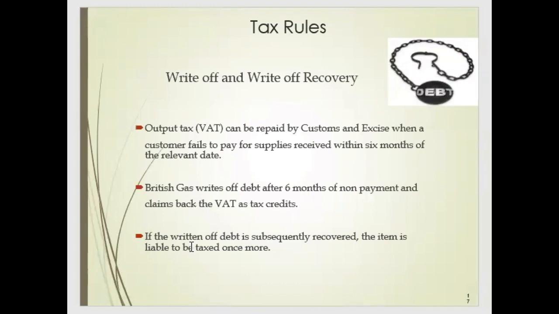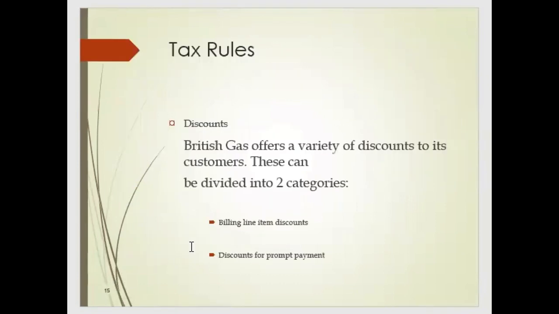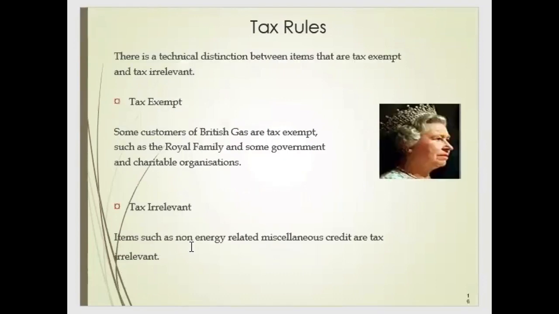So that's how you have to pay. Otherwise, there are some tax exemptions or tax irrelevant taxes that need to be removed. So that's what we can do, like in Britain, there is tax exemption for the royal family, or the charitable organizations, or some government organizations which are linked to the royal family. So they are not getting taxed. So we can use tax exemption codes also.